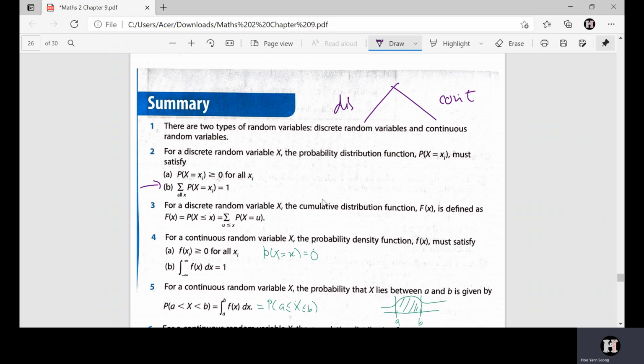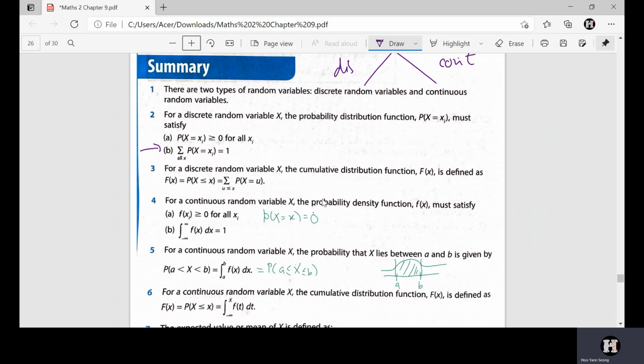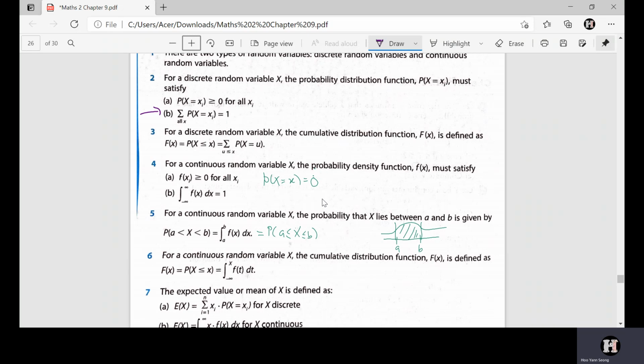Okay, and then for the cumulative, since it is the continuous, they are using integration. So in chapter 9, you must know how to do simple polynomial integration and differentiation. If you don't know these two, definitely you cannot answer the continuous random variable. Discrete is definitely no problem, because as long as you know how to multiply, it will be okay.